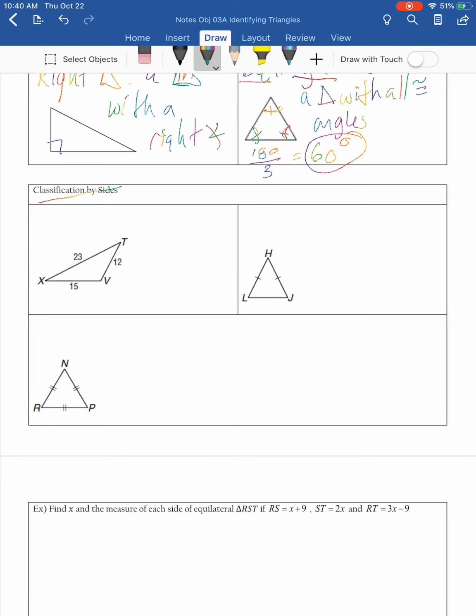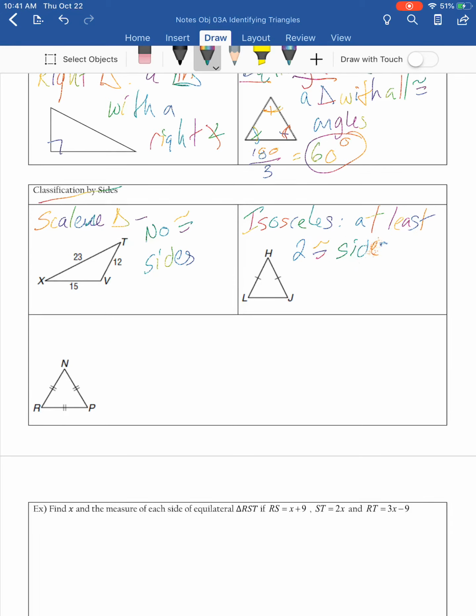All right, next thing, just kind of going through this quickly, is of course your scalene triangle. Scalene triangle has no congruent sides. Okay, so that's the first one. None of the sides are the same measure. Next one is isosceles, and that is at least two congruent sides. And we're going to talk about what that means because it's at least two congruent sides.